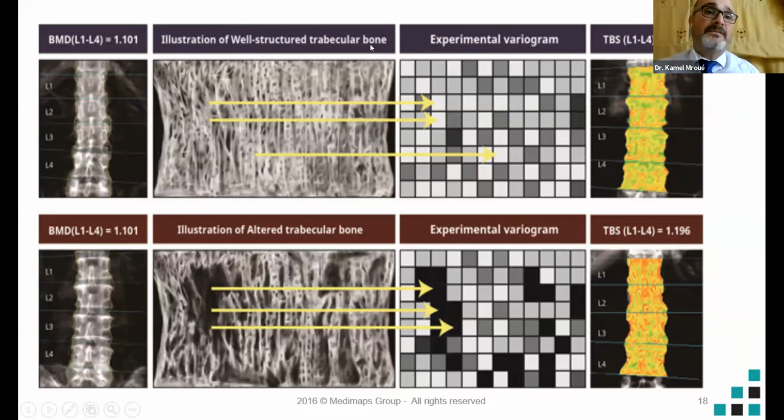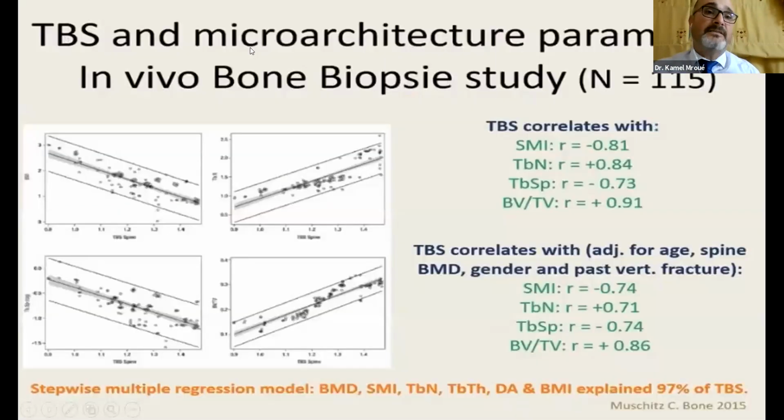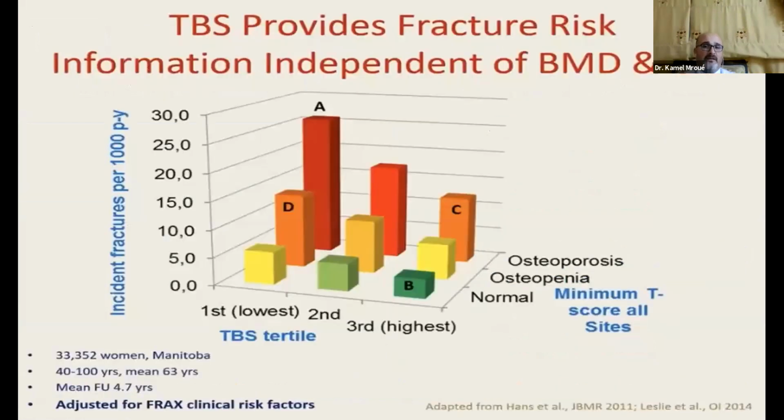And this TBS score was actually very well validated with the microarchitectural parameters that we all know, like the trabecular bone number, trabecular spacing, trabecular volume, and what they call the structure model index. These were very well correlated with these parameters. The TBS score was also found to be independent of the bone density and the other clinical risk factors.